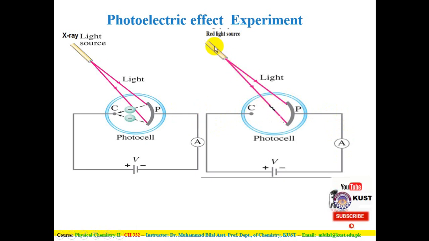Now, when radiation like a red light source strikes on the surface of the cathode, no current will be produced. If we increase the intensity, meaning the number of photons per unit area striking the surface, still no current will be produced. When we change the source, it means the frequency of the radiation, and we go from red light to X-ray, which have different frequency and wavelength, here the ammeter will show a current and ejection of electrons will start.